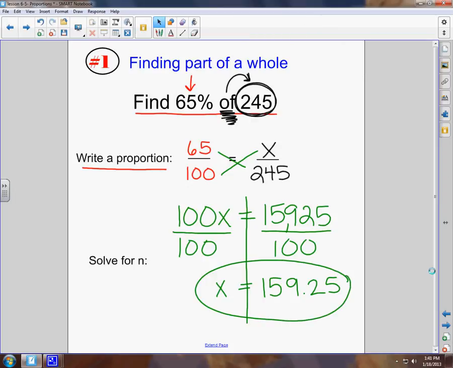So when you would use this is like, let's say you go to the store and you want to buy an Xbox 360. So this is $245. So if it's 65% off, or if it's 35% off, I would only have to pay $159. So you would definitely use this when you're shopping or doing anything like that.